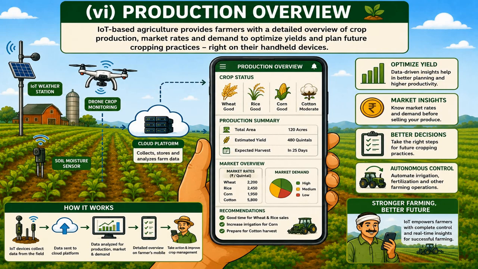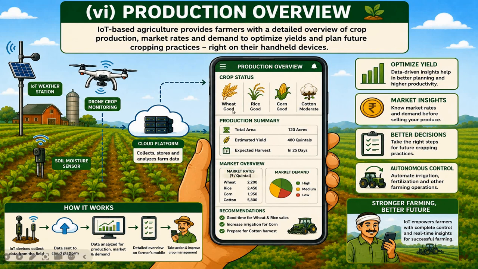Then you have production overview, where this image shows how IoT technology helps farmers get complete information about their farm production on a mobile phone. That is different IoT devices such as the weather station, you have soil moisture sensor, you have drones which collect the data from the agricultural field. This data includes the information about the crop growth, soil condition, weather and field health. And the collected data is sent to a cloud platform where it is stored and analyzed.